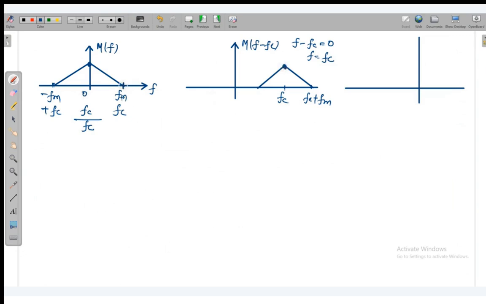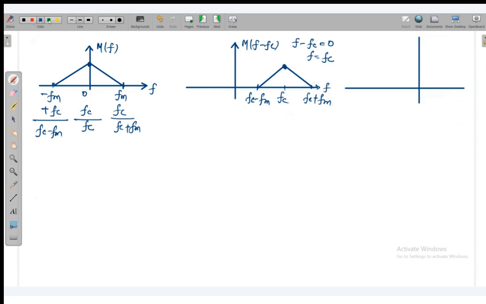Now this value which was 0 at fm, when you add them it will become fc plus fm. So this is fc plus fm. When you add these two it will become fc minus fm. So it is fc minus fm. So in this way we shift the signal towards right.